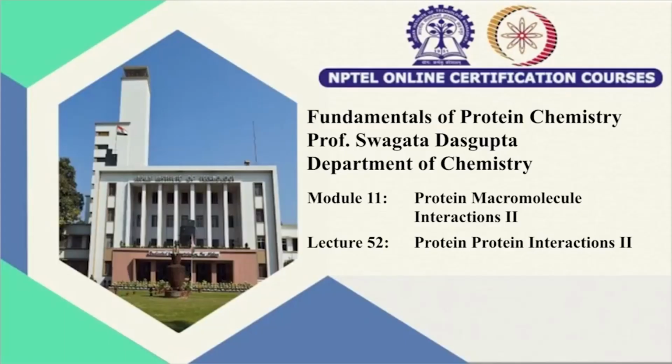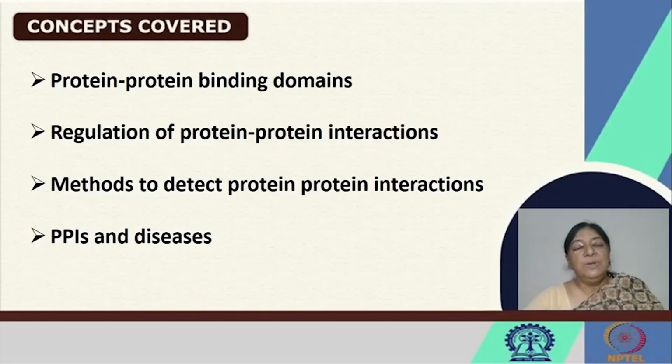We continue our discussion on protein-protein interactions, where we have looked at the geometric and the chemical complementarity of these protein-protein interactions in the previous lecture. In this lecture, we will be looking at protein-protein domains, the regulation of these protein-protein interactions, a specific method to detect these protein interactions, and how the PPIs and diseases are related.